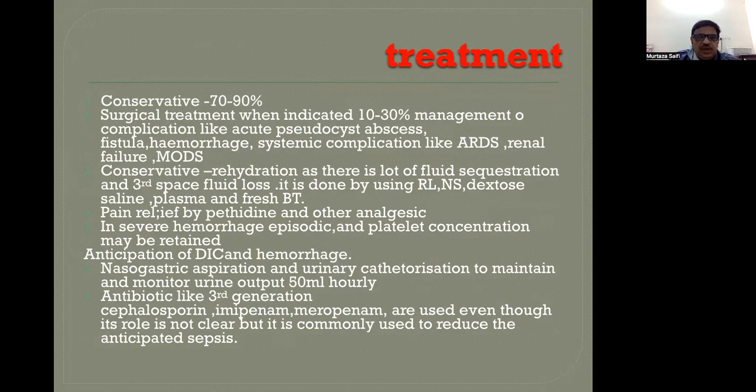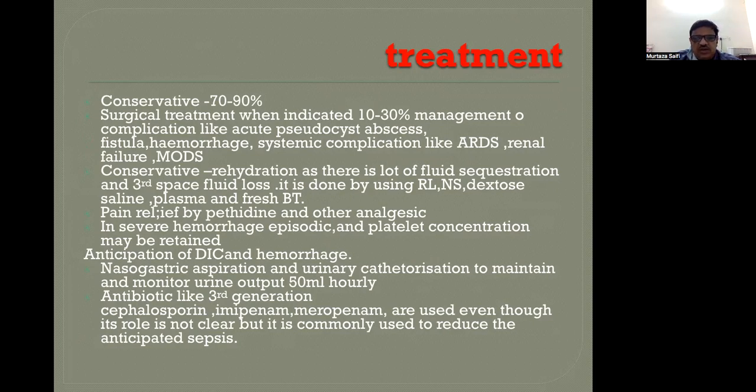Conservative treatment is mainly for dehydration. If there is a lot of fluid sequestered and third space fluid loss, it is corrected using Ringer lactate, normal saline, dextrose saline, plasma, and fresh blood transfusion. Pain is relieved by pethidine and other analgesics. In severe hemorrhage, fresh plasma and platelet concentrate can be given. Anticipate DIC and hemorrhage.